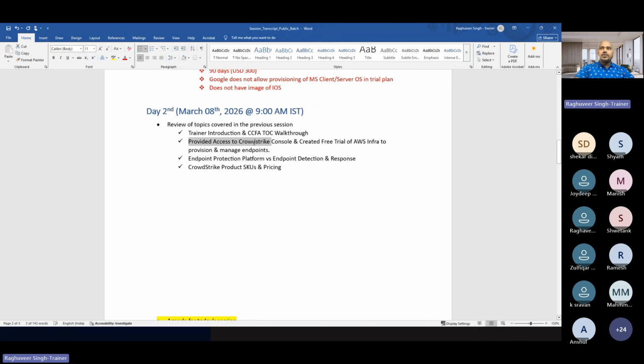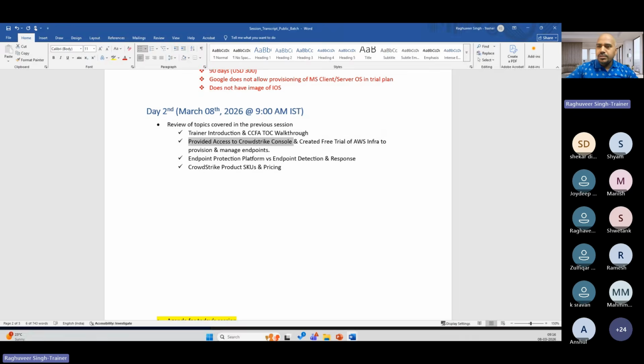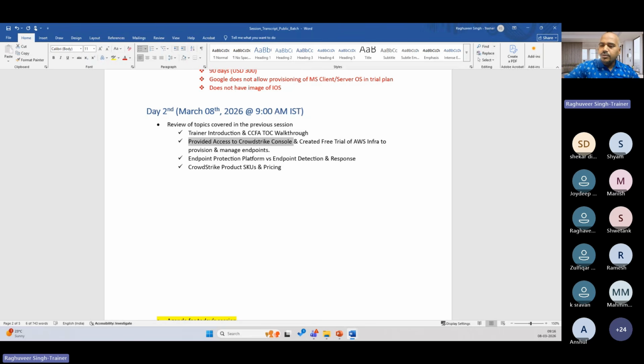Then I provided you access to the CrowdStrike console. Each one of you has access to the CrowdStrike console with admin privileges. Since you've been provided admin privileges, you need to exercise caution while making any configuration changes. All of you are using the same console and have the same level of access, which also means you need to make sure that you are only working with your own configuration. Please do not modify or delete the configuration done by other participants.